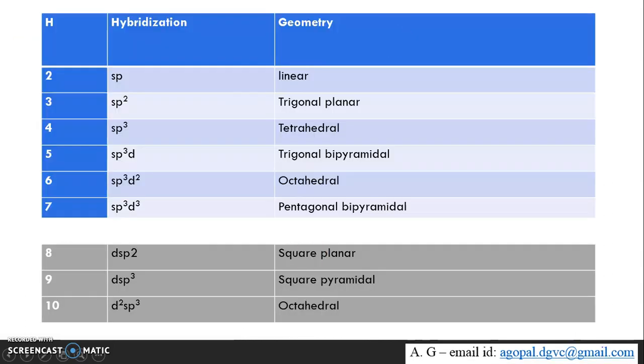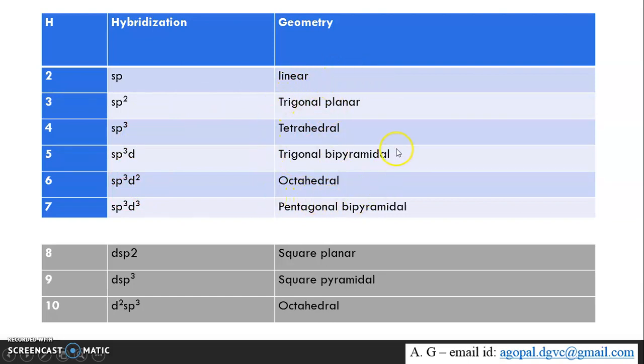If the H value is 2, then the hybridization should be sp. If hybridization is sp, then the geometry of the molecule should be linear. If H is 3, hybridization is sp2, and the molecule should have trigonal planar geometry. Like this we have sp3, sp3d, right? Different hybridizations and different geometries are possible. Keep this in your mind.